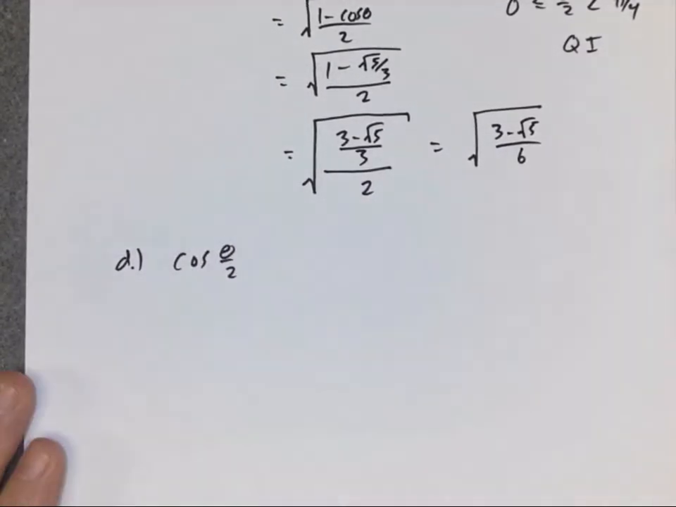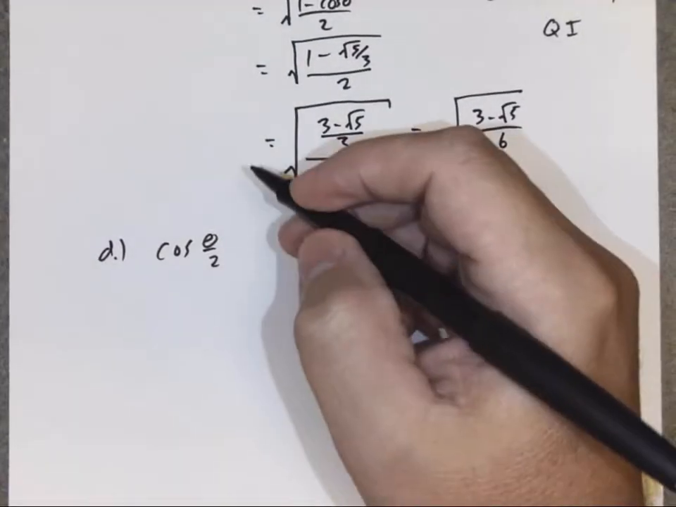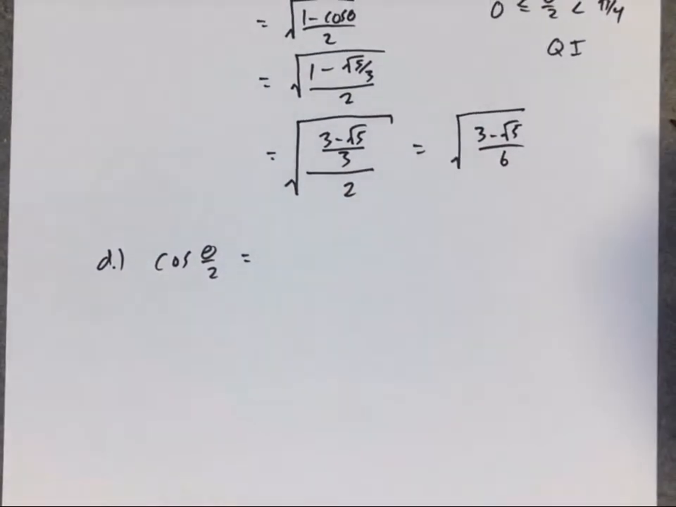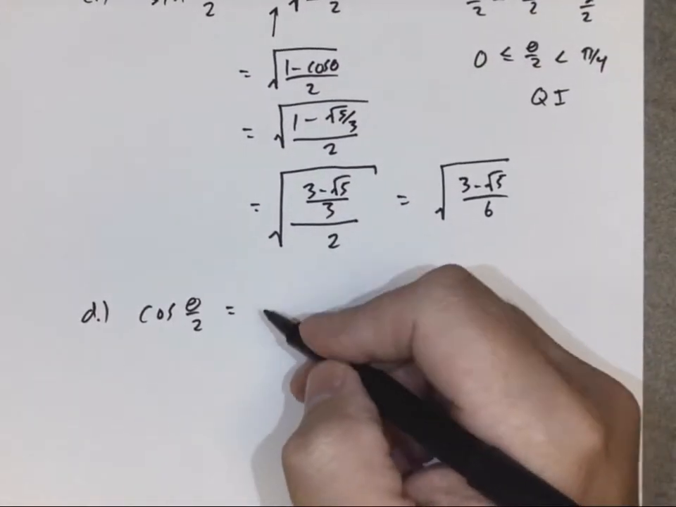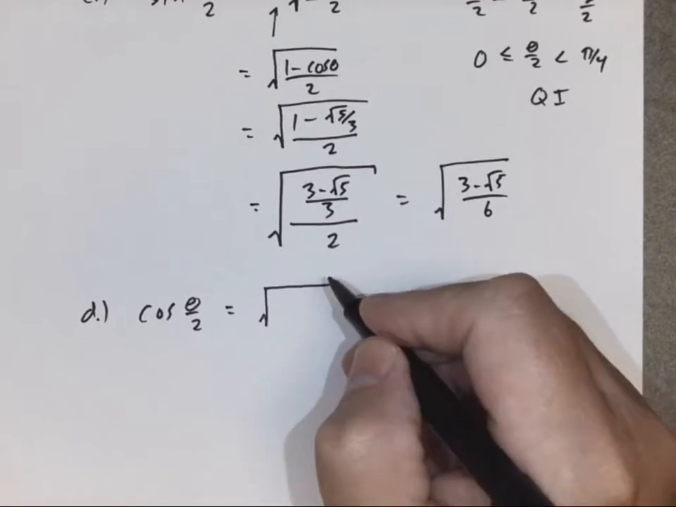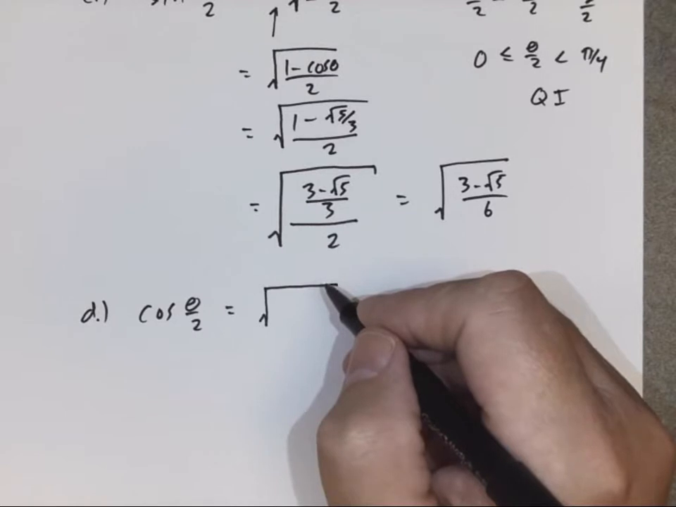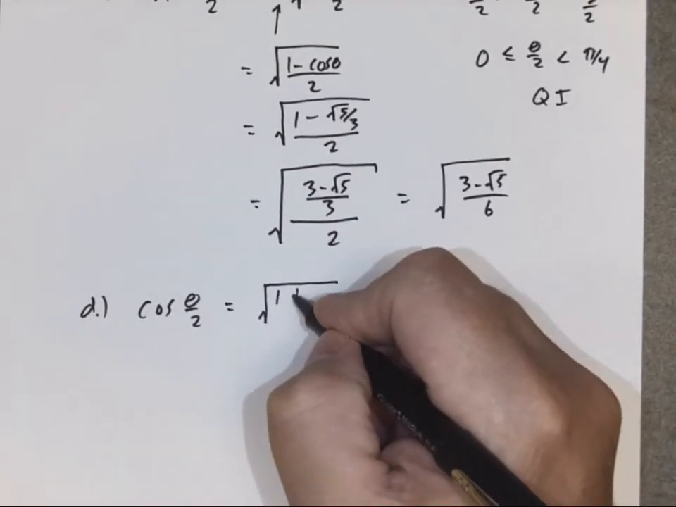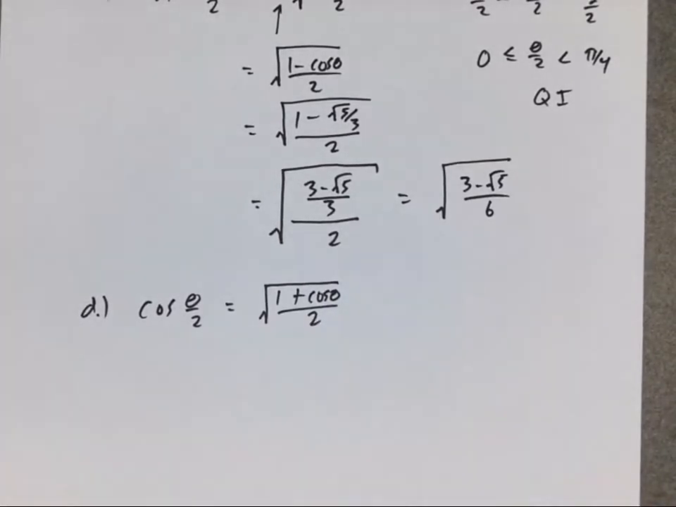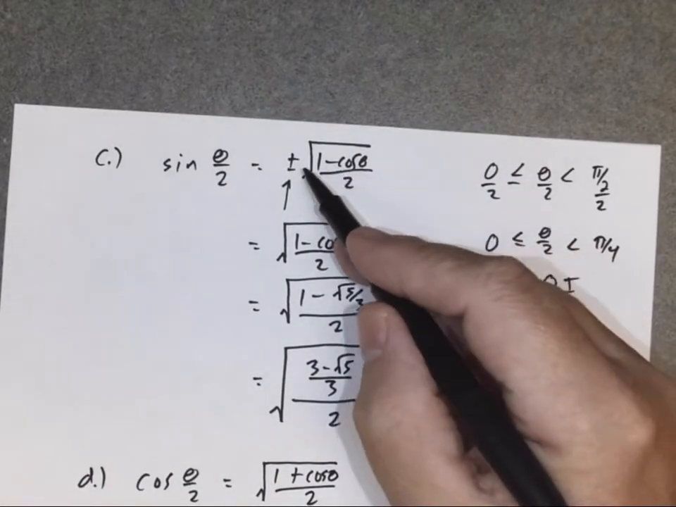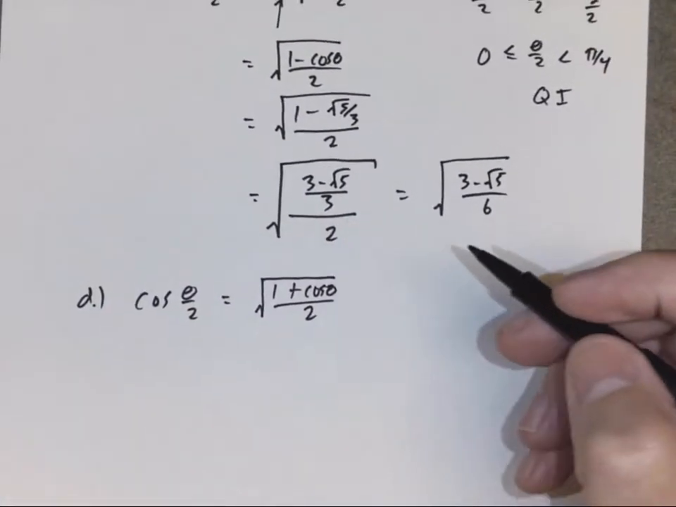cosine theta over 2. This still applies. I'm in quadrant 1. I go get my formula for the cosine of theta over 2. Once again, it's plus or minus square root, but I know it's going to be positive. So let me just write the square root of, and then you see that it's 1 plus cosine theta, over 2. The sine of theta over 2 is 1 minus. The cosine of theta over 2 is 1 plus.